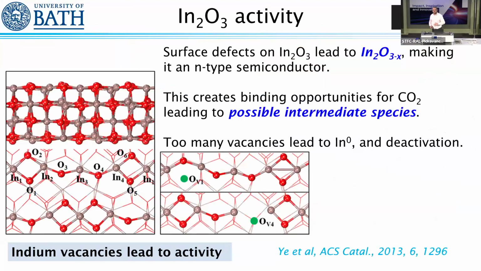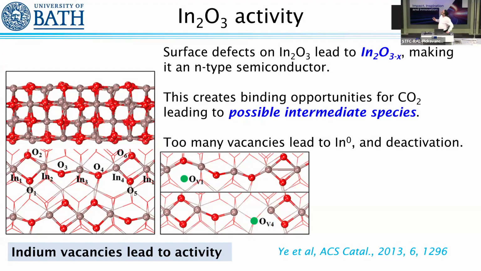The reason indium oxide is such a promising catalyst for this is that indium oxide can have oxygen vacancies on the surface. So you can see here, we've got an oxygen vacancy, in the V4 position, we can have an oxygen vacancy. CO2 can bind to these oxygen vacancies, and it's more easily activated than CO2 on its own. However, we have to be careful. Some vacancies are good, too many are bad. If you have too many vacancies, the indium just starts to reduce completely, and then it deactivates.